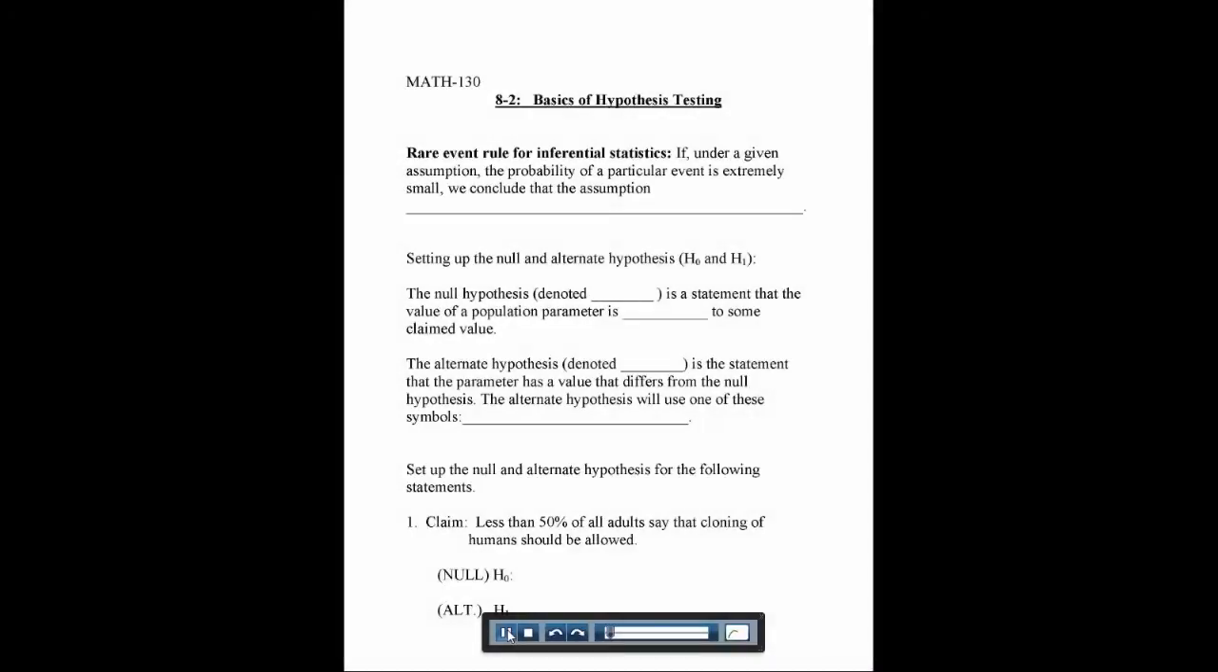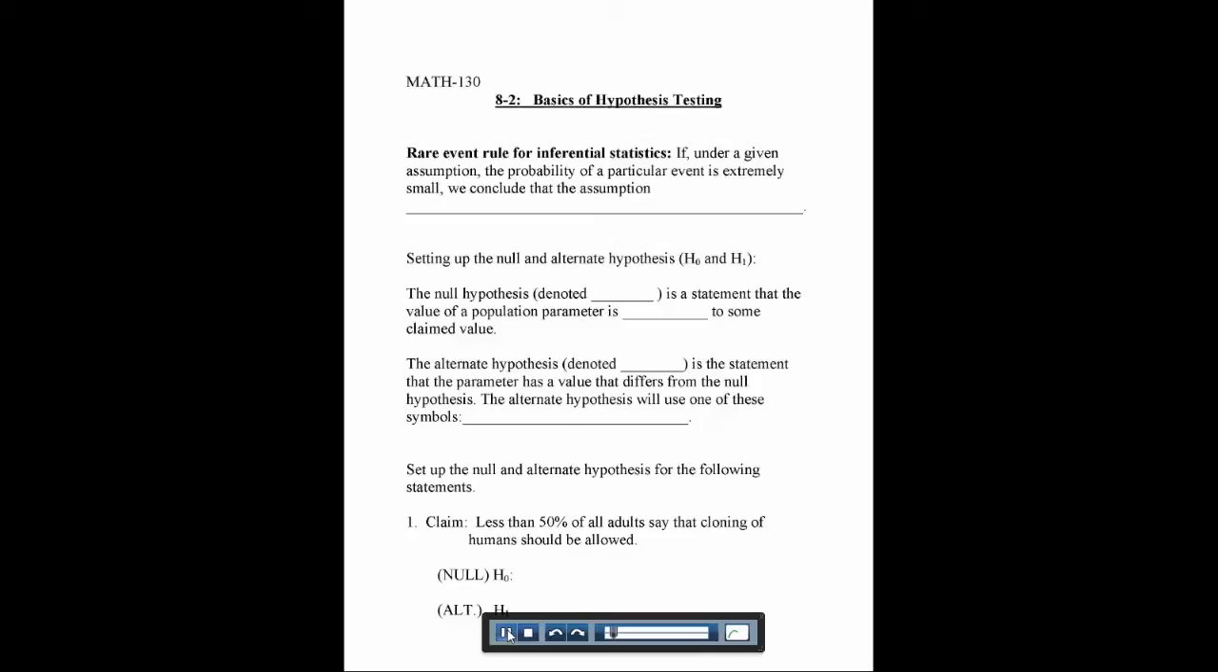Chapter 8 is going to be all about hypothesis testing. So hypothesis testing can be a difficult topic. So before we dive right into actually doing some hypothesis testing, in section 8.2, we're going to talk about the basics of it that you use whether you're testing a proportion or a mean, as we'll find out.